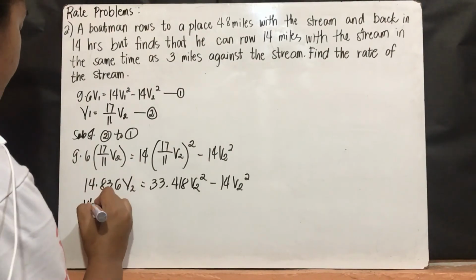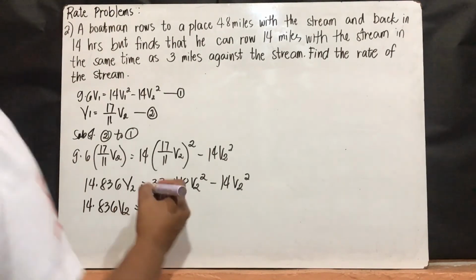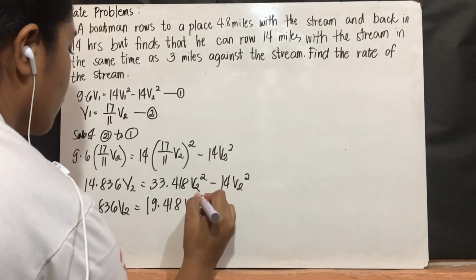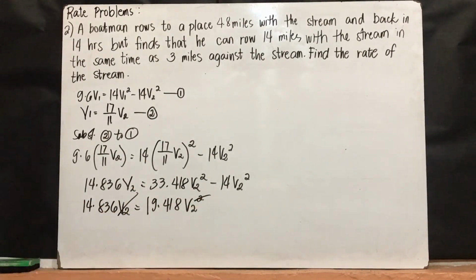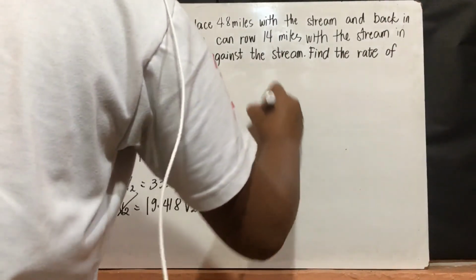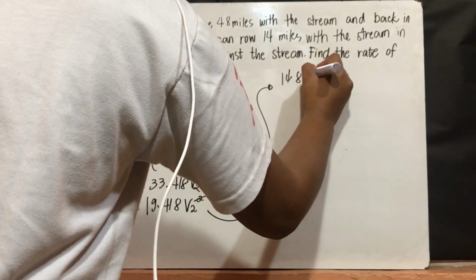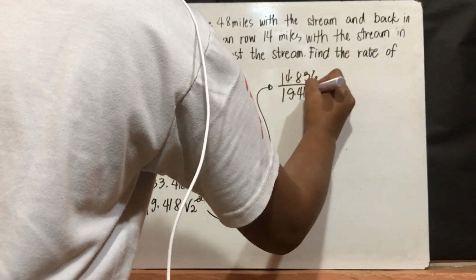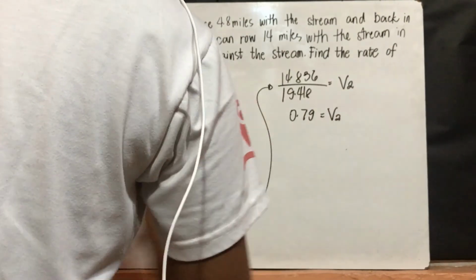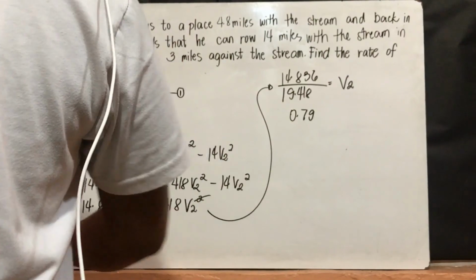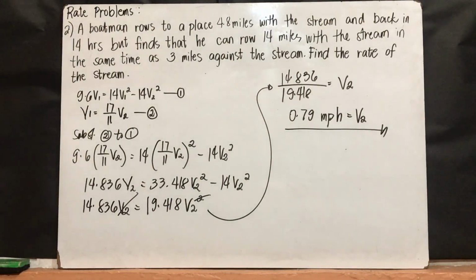So, we can simplify. We have 14.836 V2 equal to 33.418 minus 14 V2 squared is equal to 19.418 V2 squared. So, we can cancel yung isang V2 dito. So, when you divide both sides by V2, makakancel yan and then matatanggal yan. So, we are left with only one V2. So, solving for V2, we have 14.836 over 19.418 is equal to V2. So, your V2 is now equal to 0.79. Ano yung unit niya? Rate. So, ibig sabihin, kapag rate, we have miles per hour. So, that will be your rate of the stream.